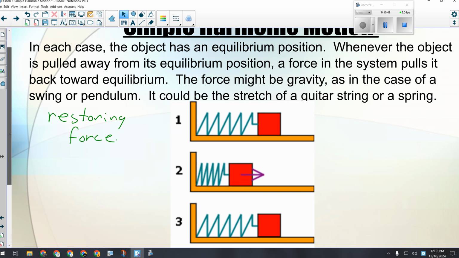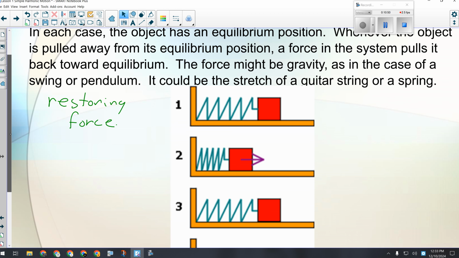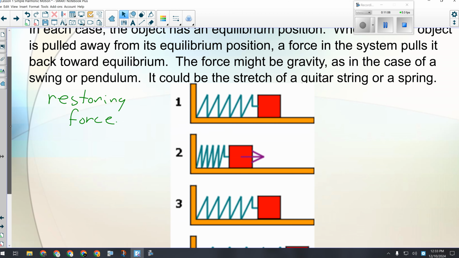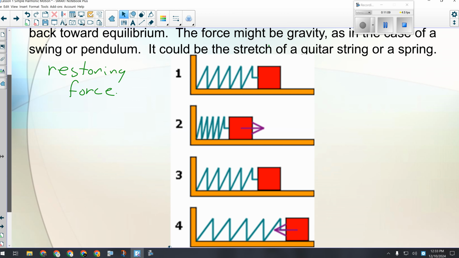All of those examples on the previous screen had an equilibrium position. For a guitar string, it's simply the resting position of the guitar string, straight up and down. For a playground swing, it's the middle. And for a mass on a spring, the green dotted line is the equilibrium position of the mass. It's where it would sit if you didn't bother it.